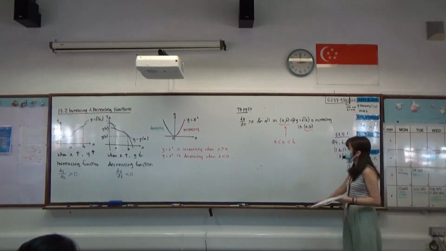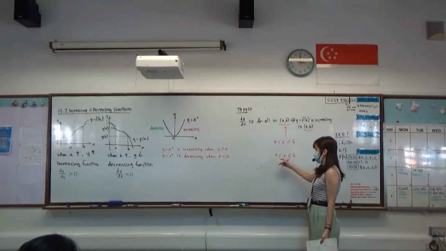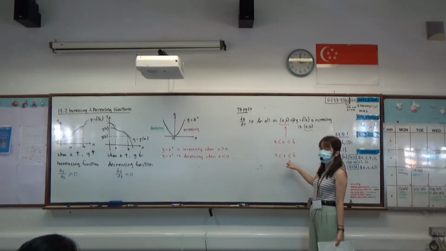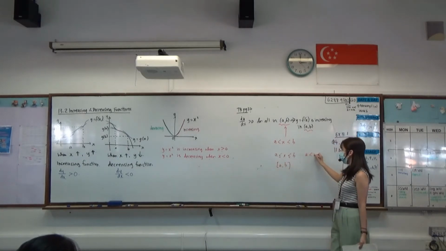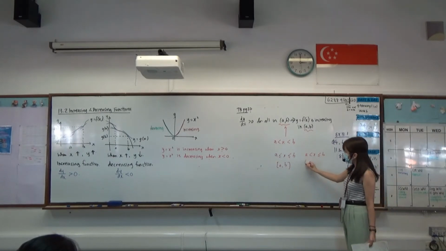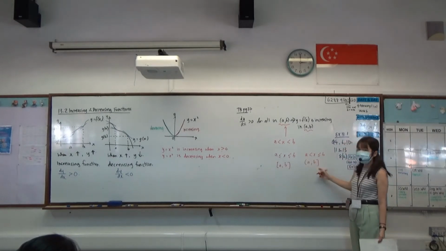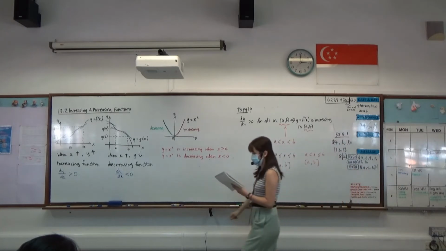Just for your knowledge, fun fact, if I want to say A to B inclusive, then we will write it in this manner. If I want to say A not inclusive, B inclusive, then I will write it in this manner. So round brackets and square brackets. Just for your knowledge.